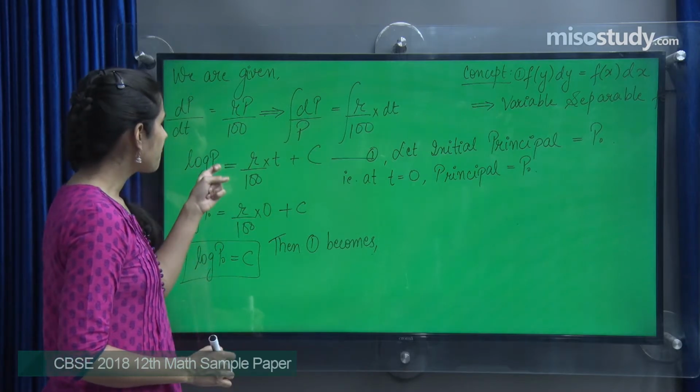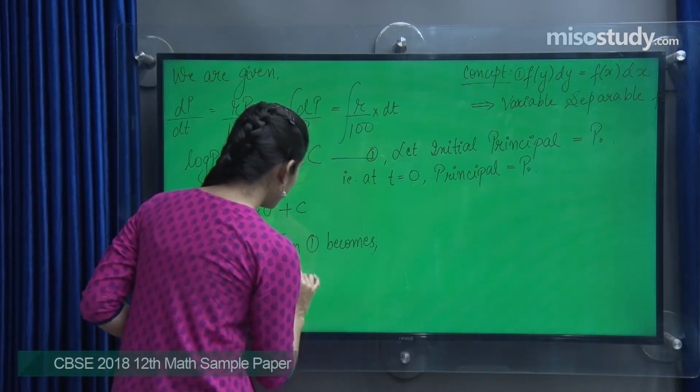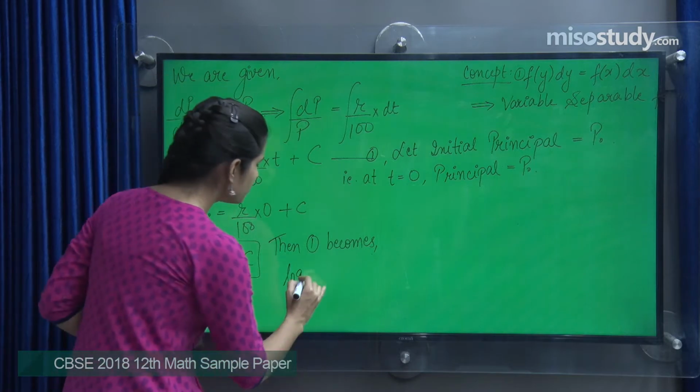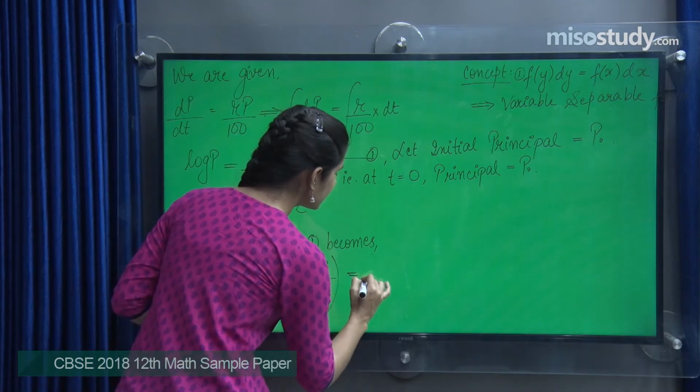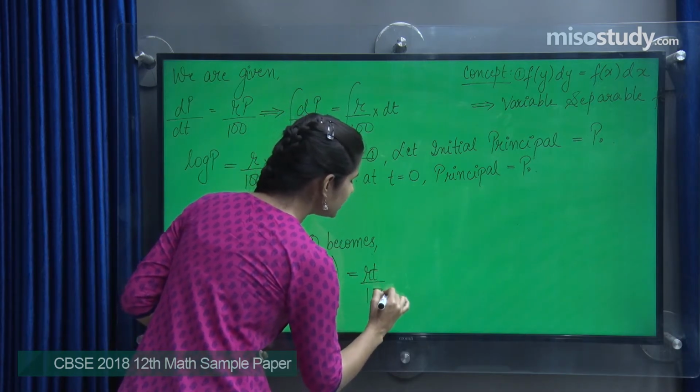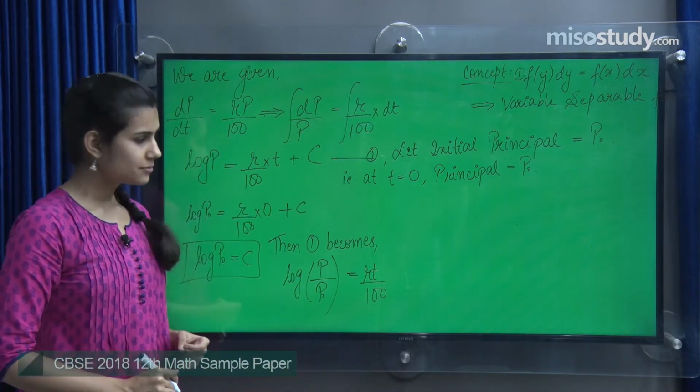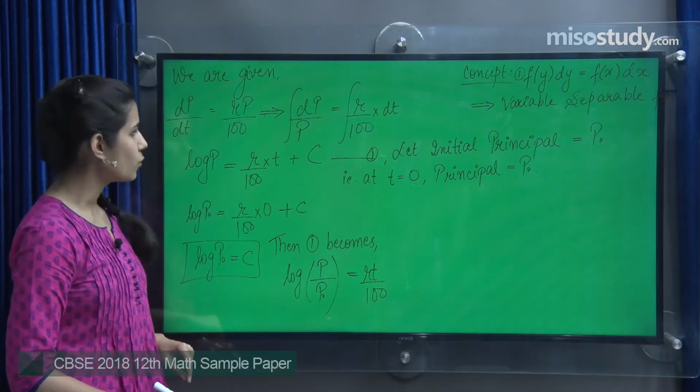So I can bring this log p naught over here. This becomes log p minus log p naught, which makes it log of p upon p naught equals r into t upon 100. And now we need to go back and see the question.